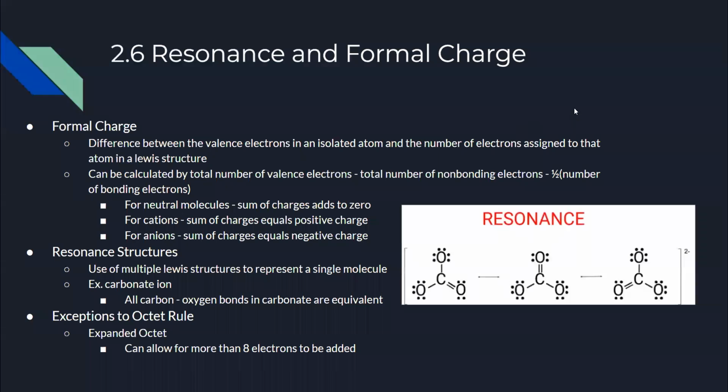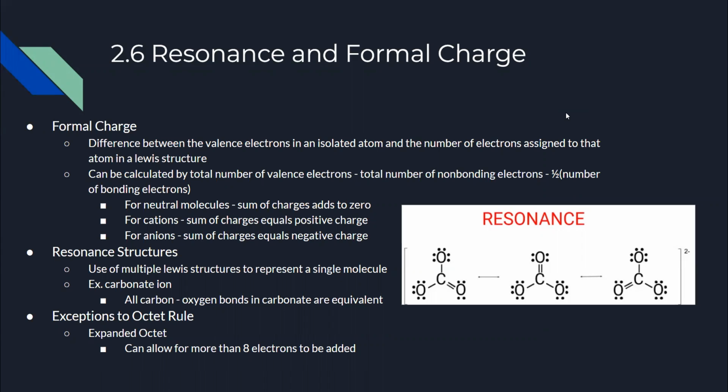Okay, so 2.6, resonance structures and formal charge. So formal charge is basically the difference between the valence electrons in an isolated atom and the number of electrons assigned to that atom in a Lewis structure. And this can be calculated by the total number of valence electrons minus the total number of non-bonding electrons, minus 1/2 of the number of bonding electrons. So for neutral molecules, the sum of the charges adds up to 0. For cations, the sum of charges equals positive charges. And for anions, the sum of charges equals negative charges.